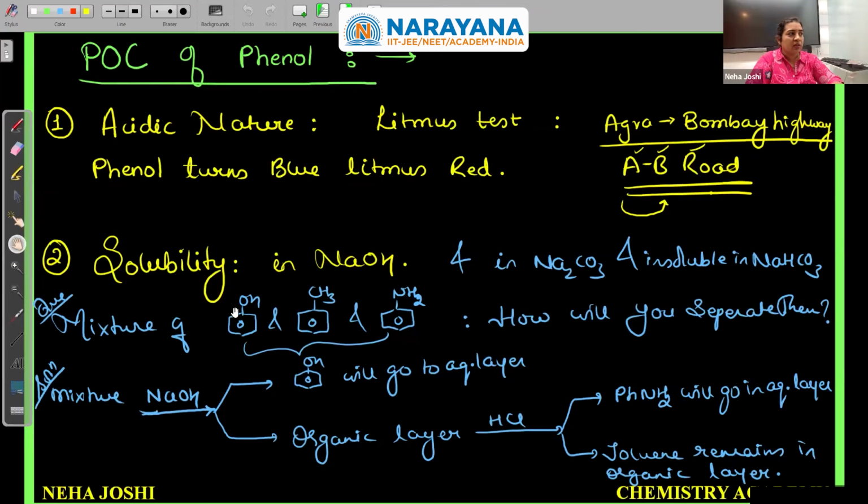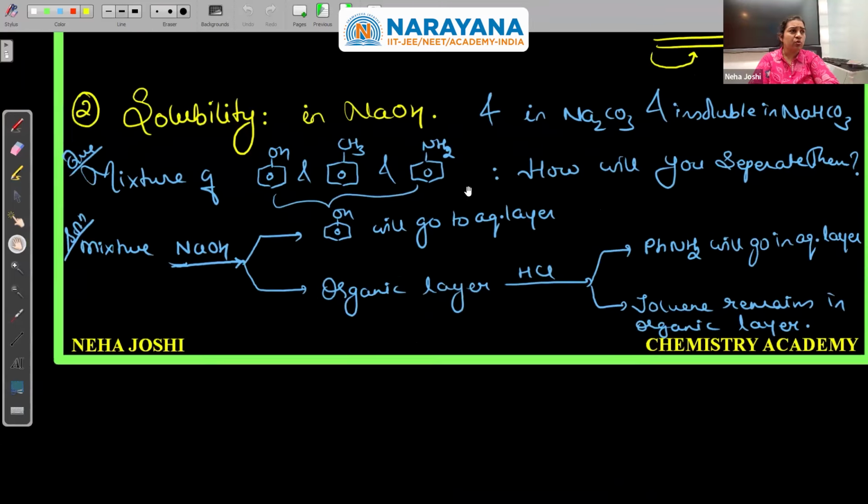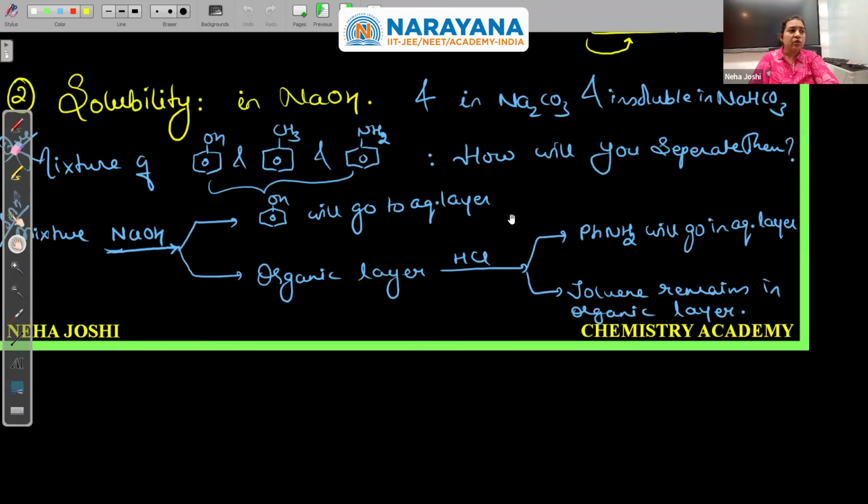PSC of phenol: acidic nature, it will turn blue litmus red. So phenol is sufficiently acidic to turn blue litmus red. When we talk about solubility, solubility in NaOH and in Na2CO3. So phenol is soluble in NaOH and Na2CO3 but is insoluble in NaHCO3. It does not dissolve in NaHCO3. And thus this reaction can be used for such questions. How will you separate them?